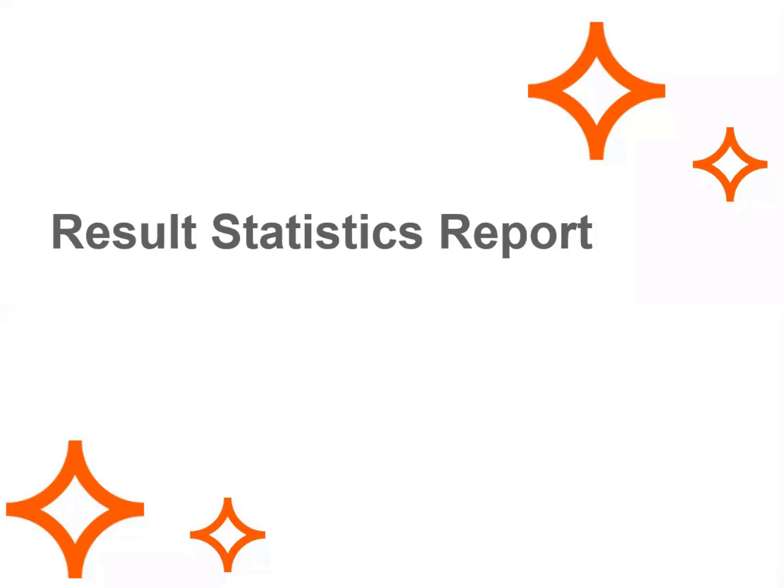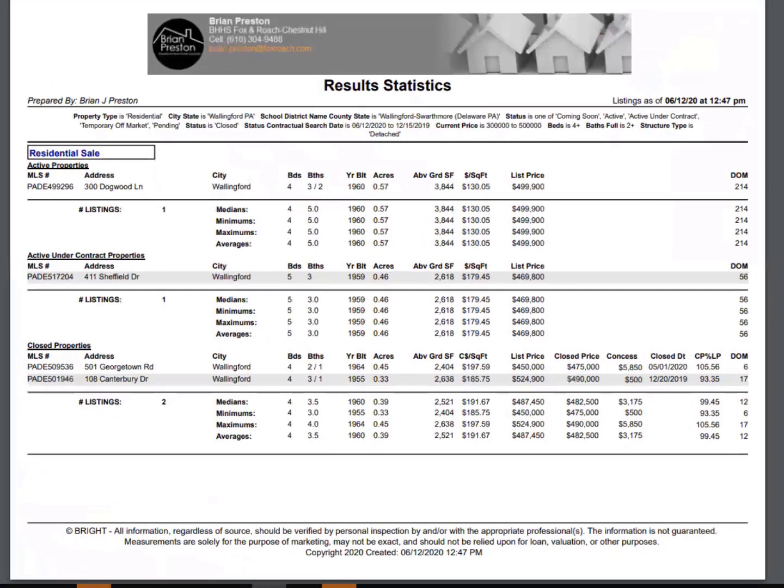The results statistics report gives quick statistics such as the minimum, maximum, average, median, days on market, and additional information that can be useful in making comparisons between properties. It shows you the number of bedrooms, bathrooms, the year built, the number of acres, above ground square feet, the price per square foot, in addition to the listing prices of your chosen results.